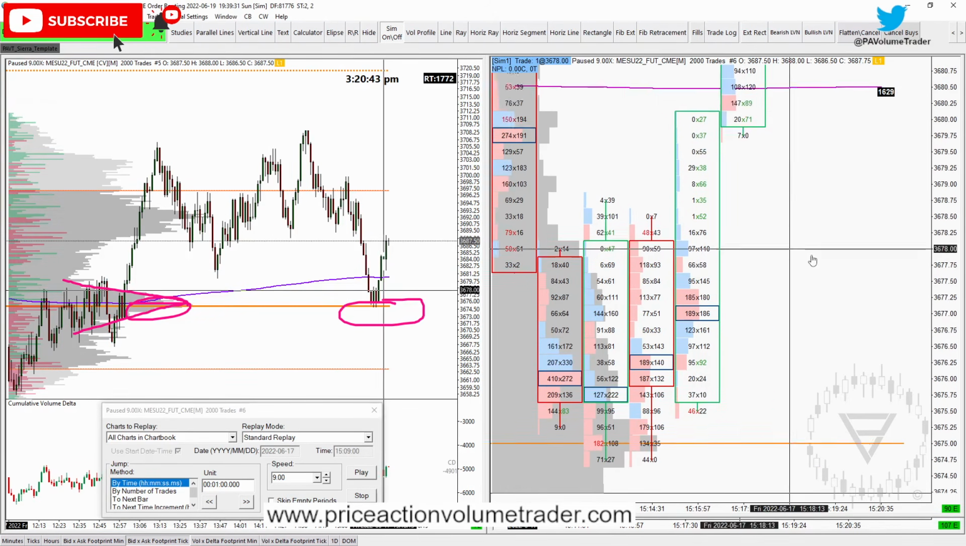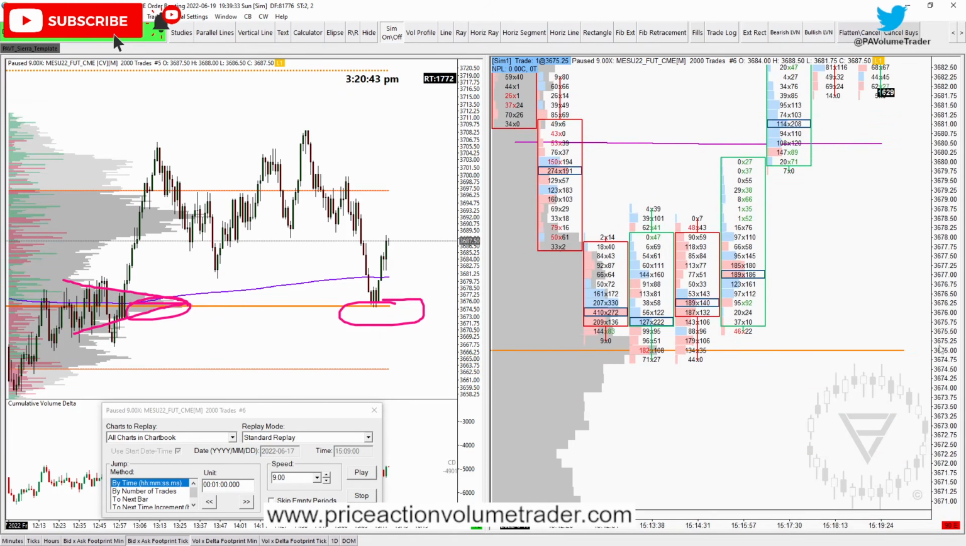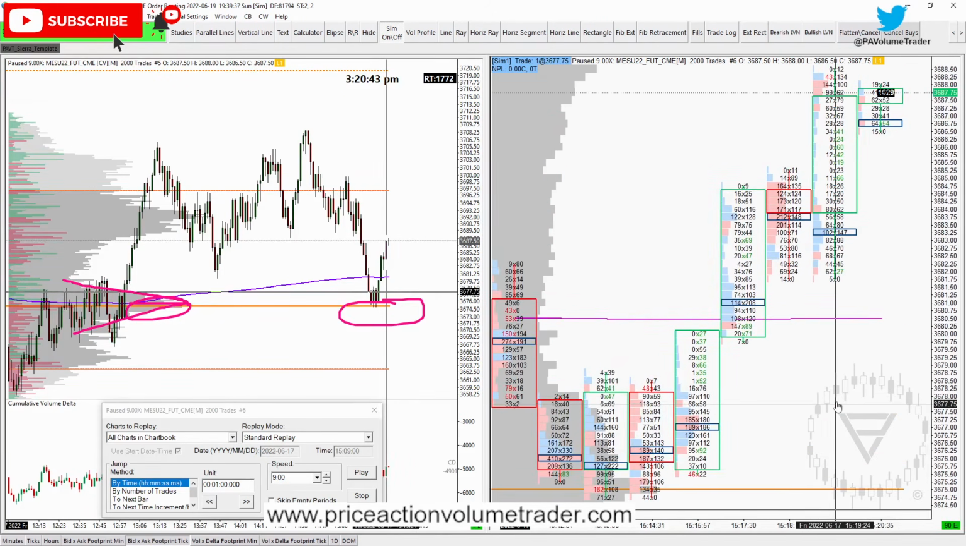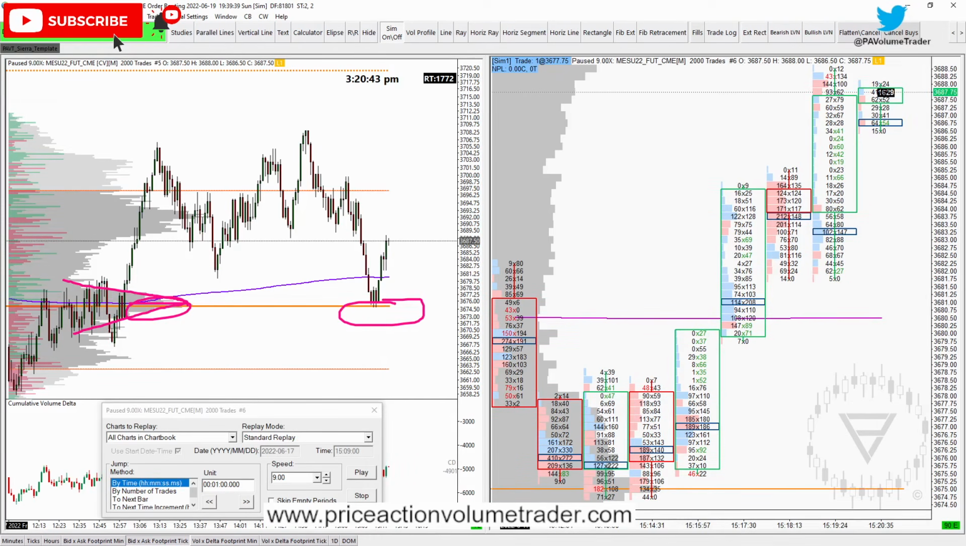So let's analyze the footprint here on the bid and the ask. And then you can see right here, like I said, we came down. Once we got into the point of control here, we started getting big numbers. Like right here, you can see 410 by 272, 209 by 136, 182 by 108, 127 by 222. So you can see a lot more volumes than what we saw on previous candles.